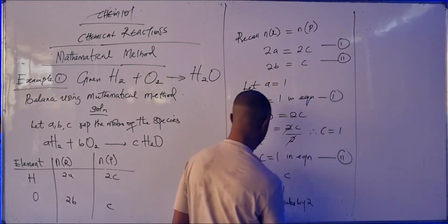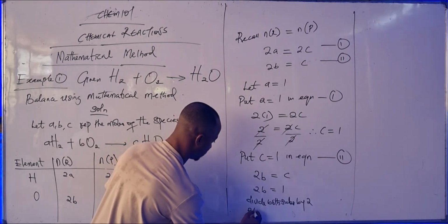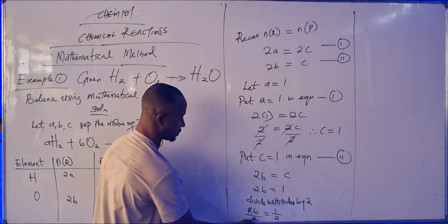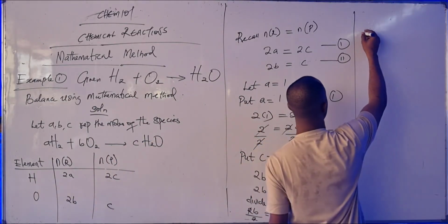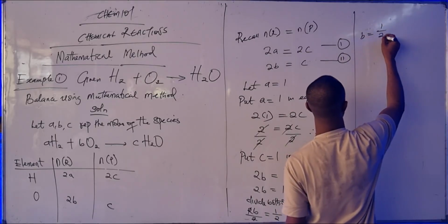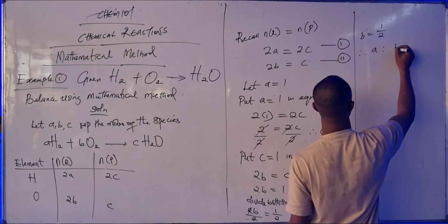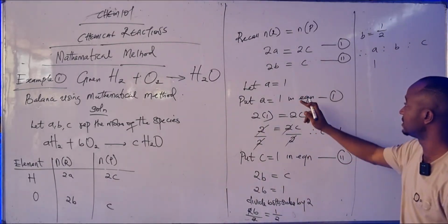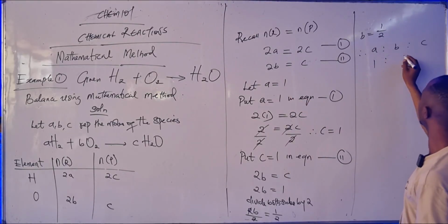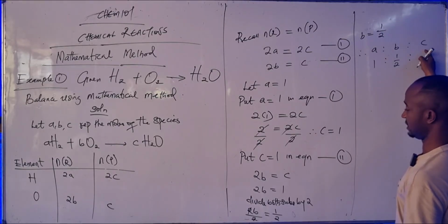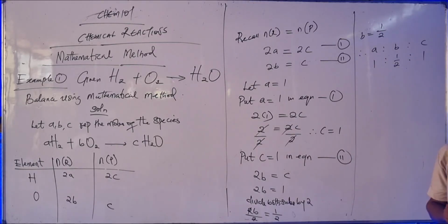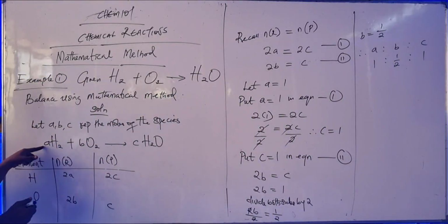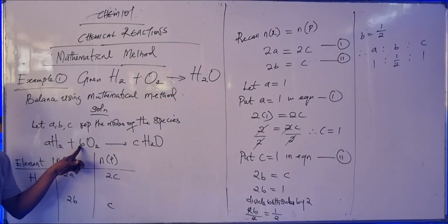Let me write here. Okay, let me finish up here. What do you have here? 2B over 2 equals 1 over 2. Can 2 go with 2? What's that B? B is 1 over 2. Therefore, A ratio B ratio C: what's that A? 1. What's that B? 1 over 2. What's that C? 1. It is not proper using half as a mole. I can't just come here and put 1 here and put half here. Are you getting the gist here?